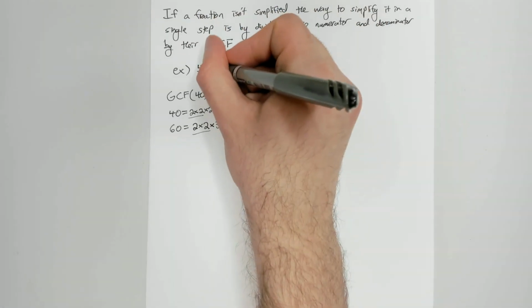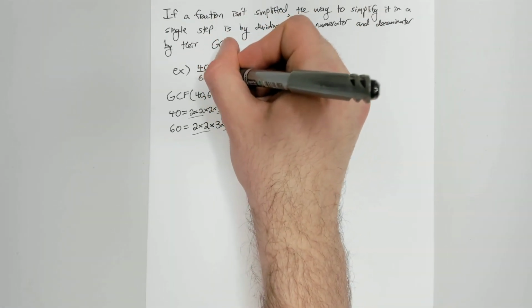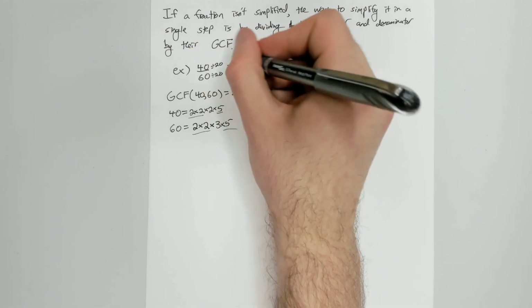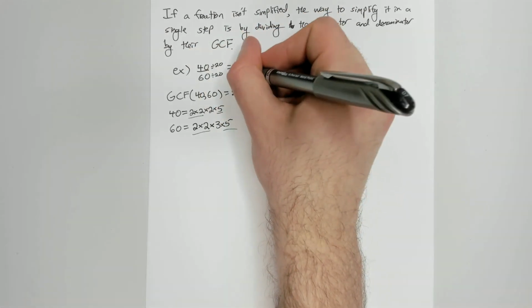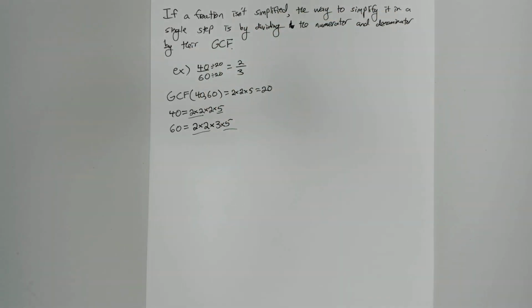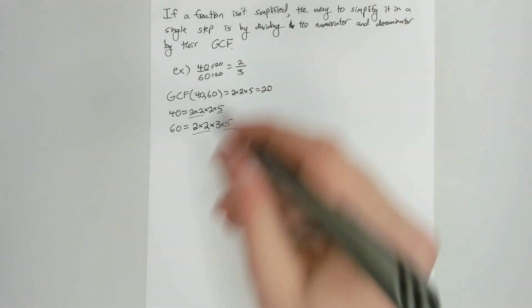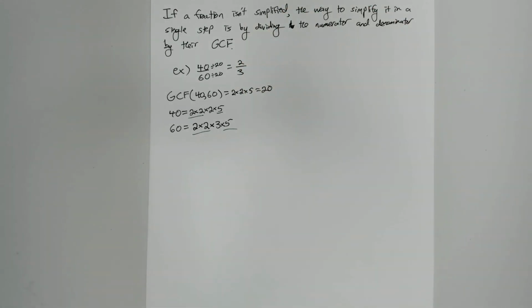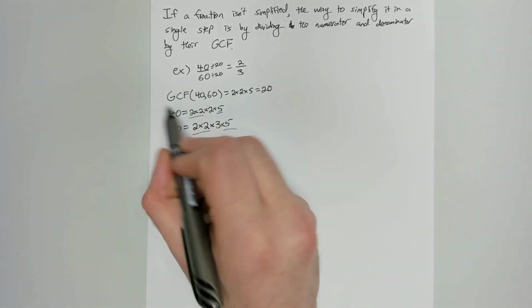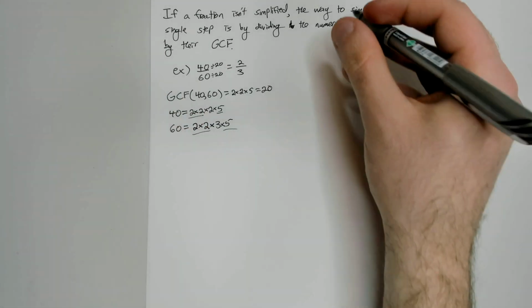So we can divide both of these by 20. And we get 40 divided by 20 is 2, 60 divided by 20 is 3. So we get 2/3. 2 and 3 are coprime to each other, so this is the most simplified fraction. And we didn't have to do it in multiple steps because we went right to the greatest common factor.